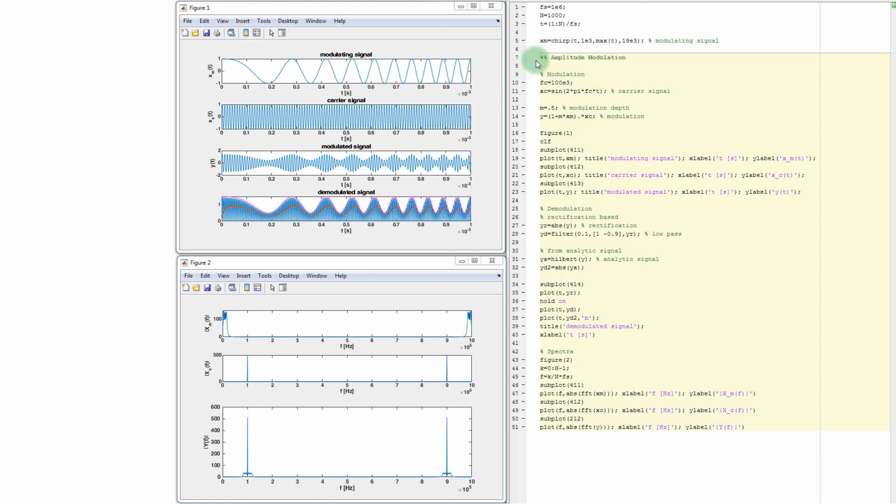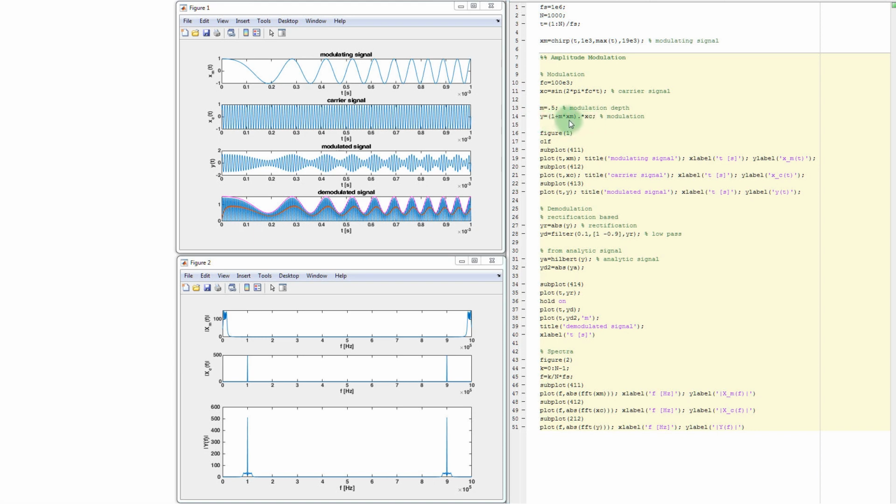Now, how do we do that modulation? We will start with the amplitude modulation. First, we will generate our carrier signal. The carrier signal will be just a sine, or it can be a cosine, at the carrier frequency, and we will set that carrier frequency to be 100 kHz. Now we will proceed to implement the amplitude modulation using the formula that I gave you during the lecture.